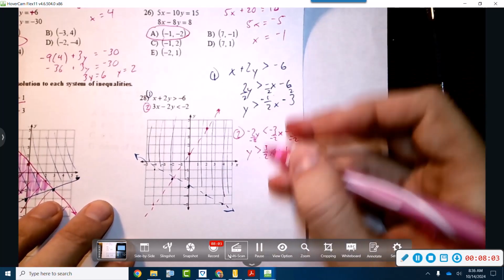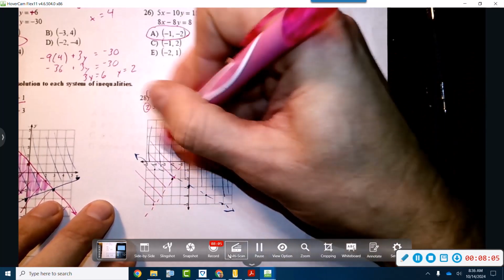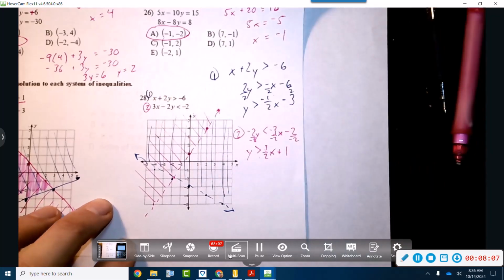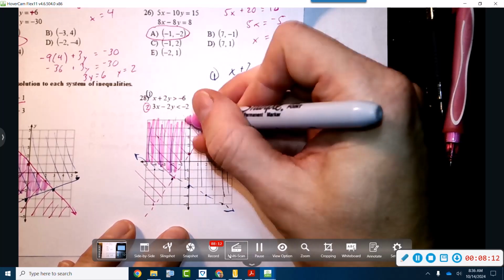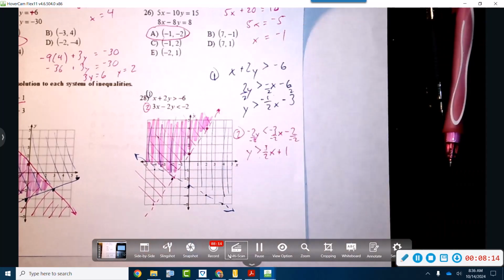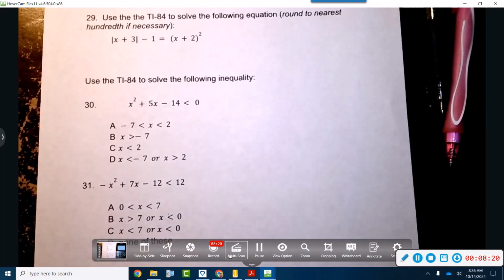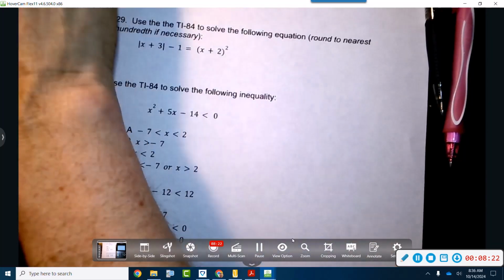So since I'm shading above, that means that I need this region right here. That's where both the colors are. Okay? All right, that's how you graph these guys. Okay, and then the last 3 I will do in the last video.